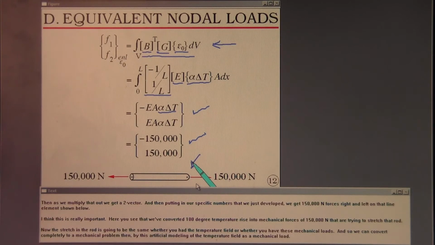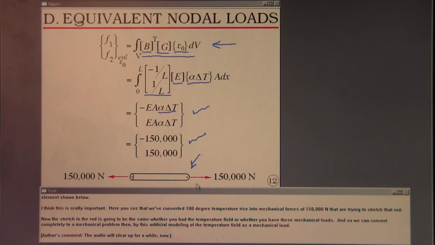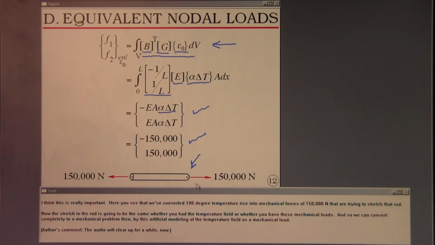I think this is really important. Here you see that we've converted a 100-degree temperature rise into mechanical forces of 150,000 newtons that are trying to stretch that rod. Now the stretch in the rod is going to be the same whether you have the temperature field or whether you have these mechanical loads. And so we can convert completely to a mechanical problem then by this artificial modeling of the temperature field as a mechanical load.